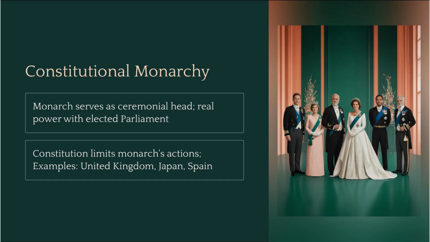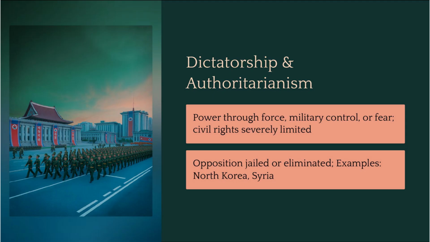In these systems, there are essentially no constitutional limits on the ruler. But not all kings have absolute power. In a constitutional monarchy, the monarch is a ceremonial head. They cut ribbons and host dinners, but the real power lies with an elected parliament. The Constitution strictly limits what the monarch can do. The United Kingdom, Japan, and Spain are perfect examples. They keep the tradition, but the people hold the reins.